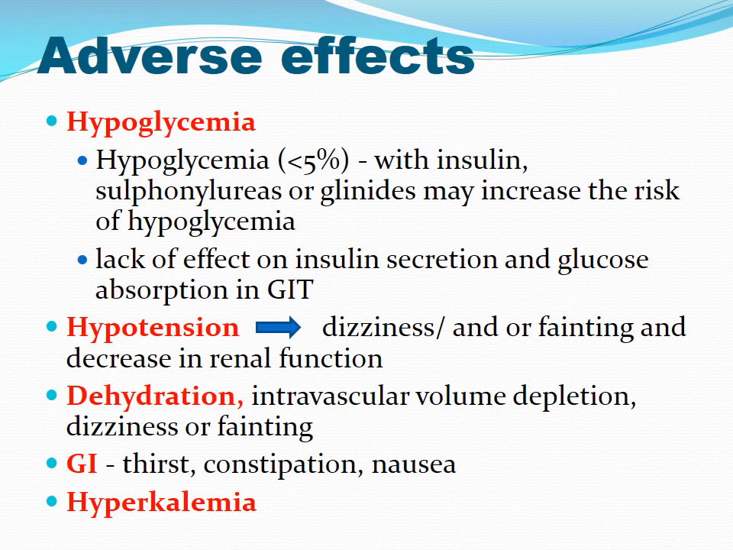The second side effect is hypoglycemia. Hypoglycemia occurs in less than 5% of patients, but the risk may be increased when combined with insulin, sulfonylureas, or glinides. These drugs lack an effect on insulin secretion and glucose absorption in the gastrointestinal tract.